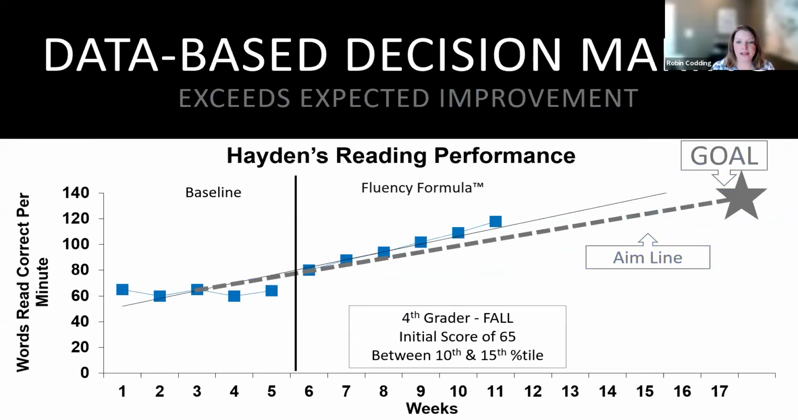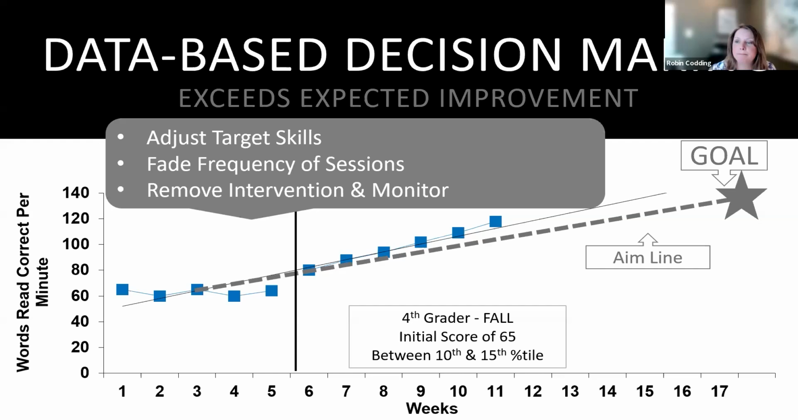And then lastly, what happens when student performance exceeds the goal? So here you see that the blue data markers are above, and this shouldn't be reading performance, that should be math, sorry about that. The blue data markers are above the gray line. And so what we're seeing here is we want to adjust the target skills, fade the frequency of sessions, and remove the intervention and monitor. So the two dimensions to consider here again are adjusting that target skill or thinking about the dose. So fading the amount of sessions that we are using.